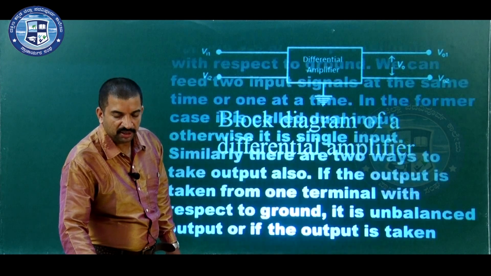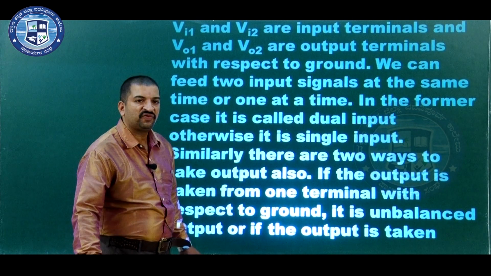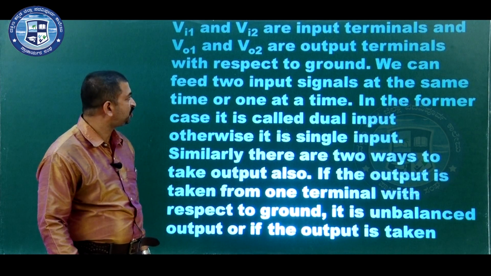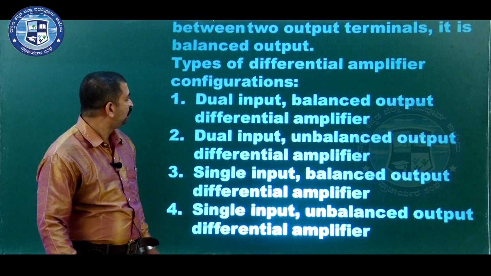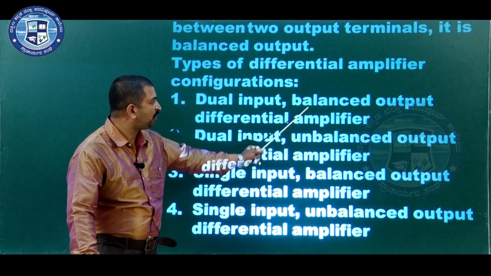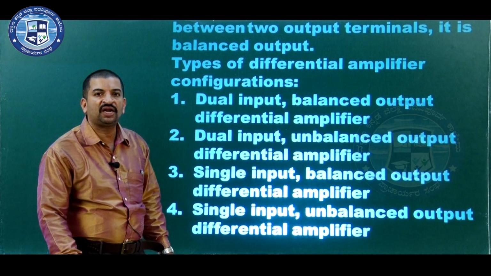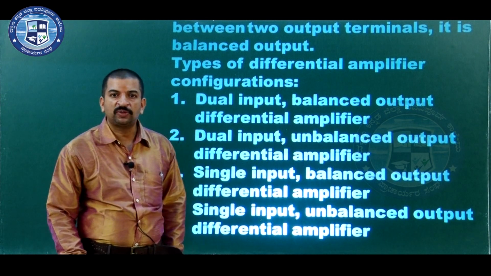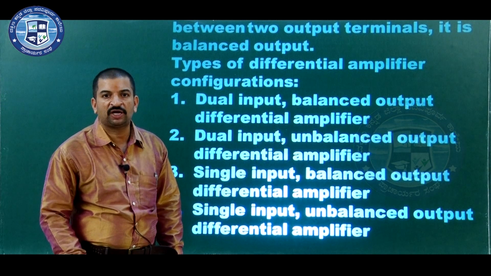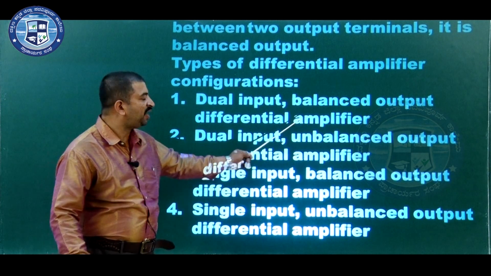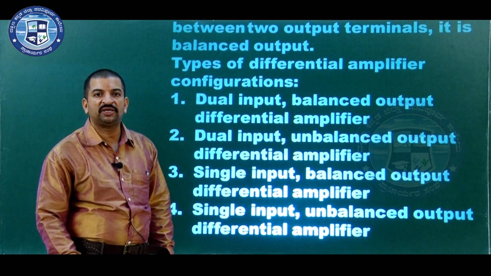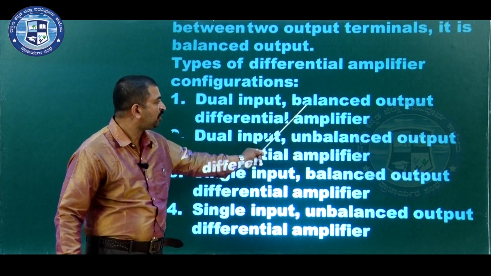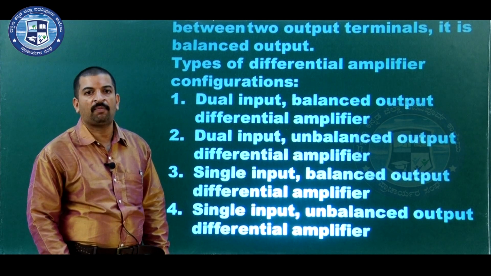Now, let us classify the differential amplifiers. There are 4 types of differential amplifiers. One is called dual input balanced output differential amplifier. Dual input, that means the input signals are applied to both input terminals of the amplifier. Balanced output, the output signals are measured across both output terminals. So, dual input balanced output differential amplifier.